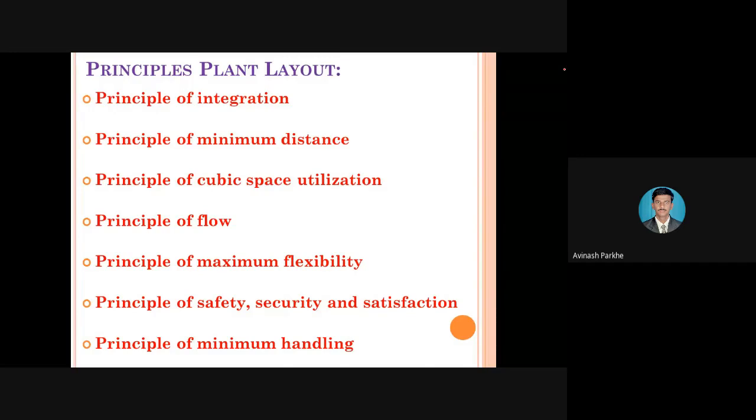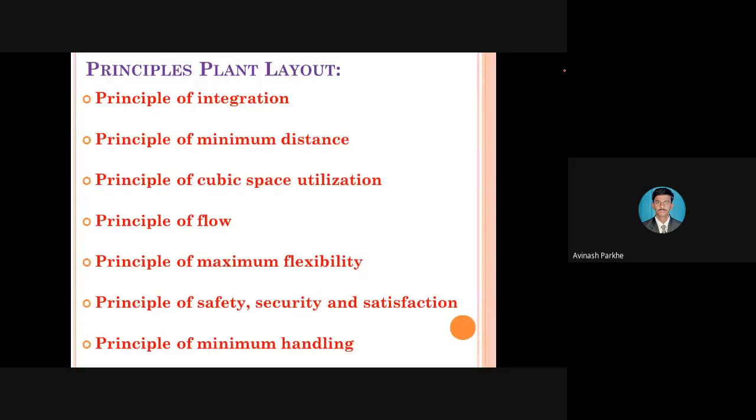The plant layout is defined as an optimum arrangement of all the facilities. Whatever facilities are available in the industry, in the sense the different workers, different operators, different types of materials we use to prepare the products, different types of equipment, different types of machines, and whatever services and facilities are available in the industry, we bring them all together so that maximum utilization takes place.